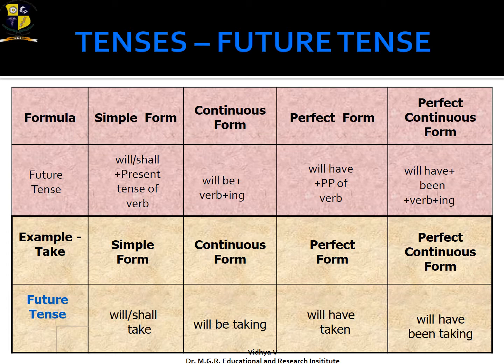So again with take, we'll see simple form is will or shall take, continuous is will be taking or would be taking, perfect is would have taken or will have taken, and perfect continuous is would have been taking.